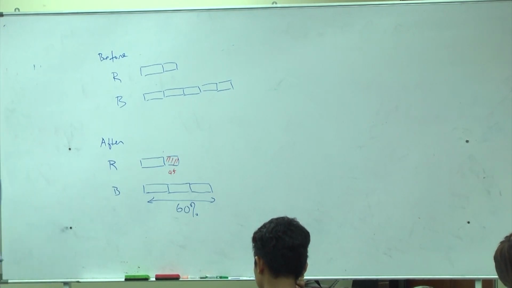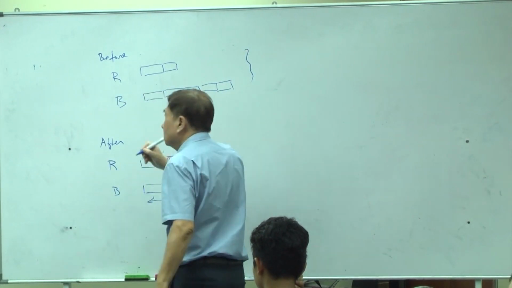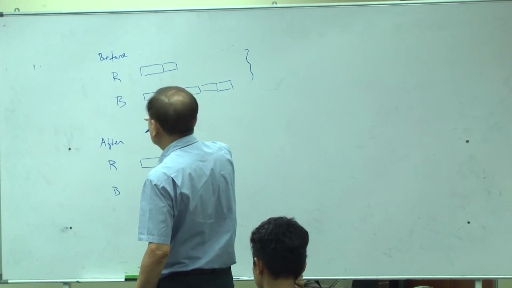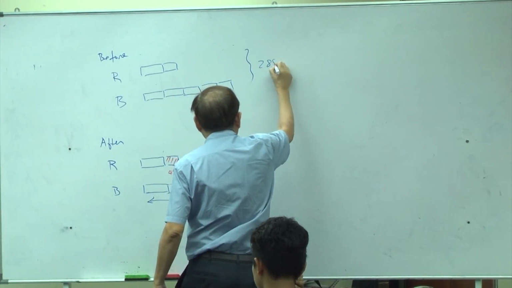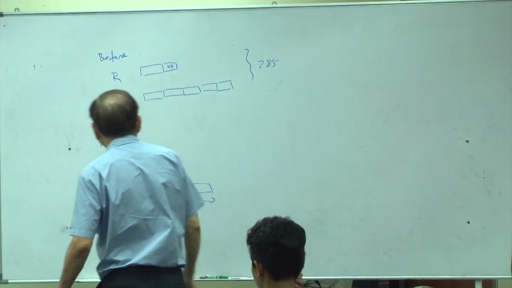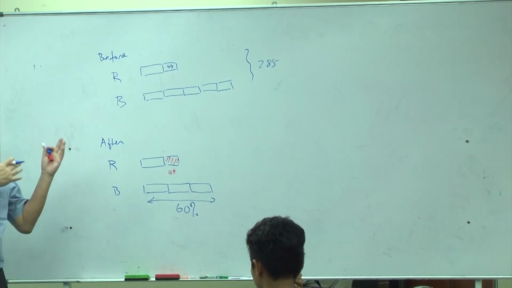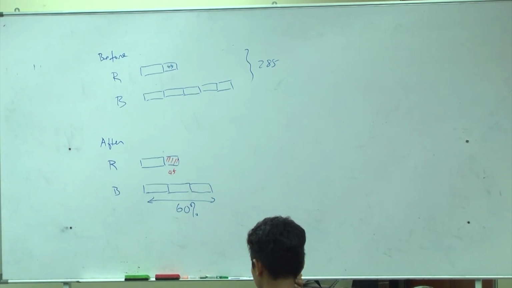And now I know one thing. Once I put it back, I have a total of how many? Two what? 285, am I right? And I know that this is 45, am I right to say that? The answer just comes out nicely. Am I right to say that? Are you with me? Yes.